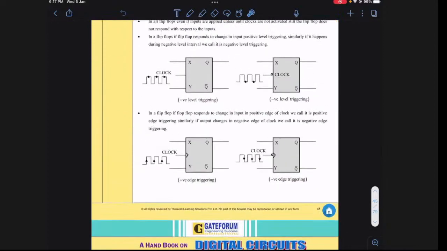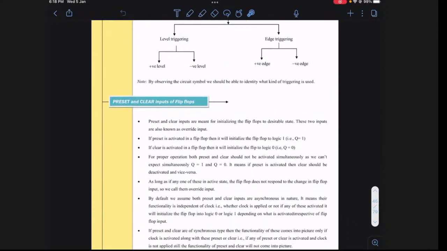Concept of triggering: there are two kinds of triggering. Level triggering, which can be positive level or negative level. Similarly, we have edge triggering, positive edge or negative edge triggering. The meaning of triggering is in what duration or at what instant of the clock cycle the circuit should respond to the inputs. If I'm saying it's a positive edge triggering flip-flop, that means only when these edges hit this particular terminal will the circuit respond with respect to this input. That's the meaning of it.